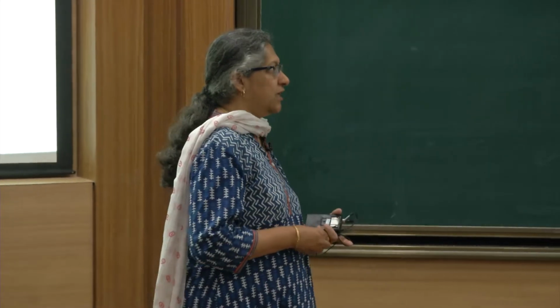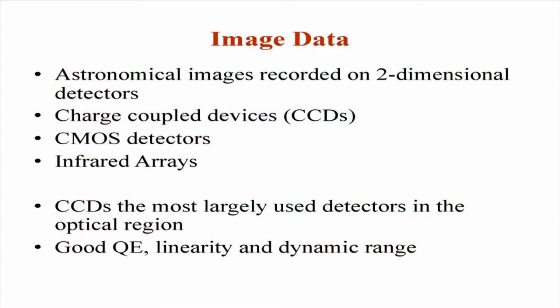So what is image data? It is essentially the astronomical images. That is a portion of the sky which is recorded on your detector. These are two-dimensional detectors. And some of the most commonly used detectors are the charge-coupled devices, the CMOS detectors, and the infrared arrays to observe in the infrared region. CCDs are by far the most largely used detectors in astronomy. And some of the main advantages of using CCDs are that it has a good quantum efficiency, good linearity, and a good dynamic range, all of which we want in any astronomical instrument. Okay.